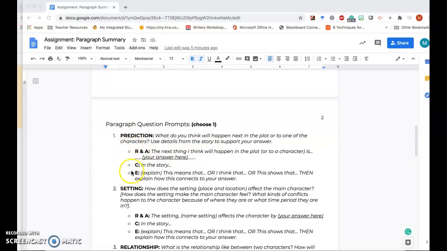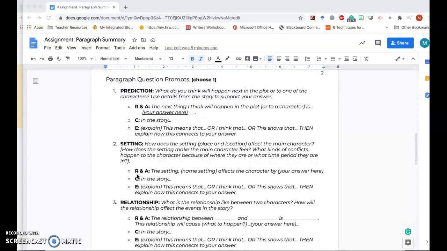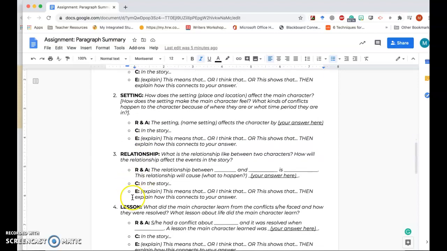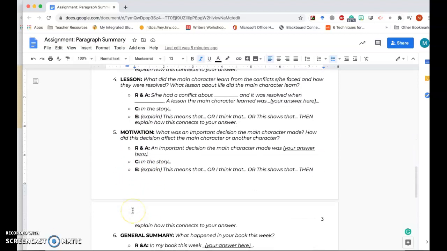So for each of the questions I just read through, there is a RACE breakdown. So when you're writing your answer, for example, if you choose to answer question 1, you would use this sentence starter, you would fill in your answer, and then you'd give me details from the story, and then you'd explain why you think that. Explain how your details, for example, helped you make a prediction. So use these RACE sentence starters if you need help. There is one for each of them after you make your choice.